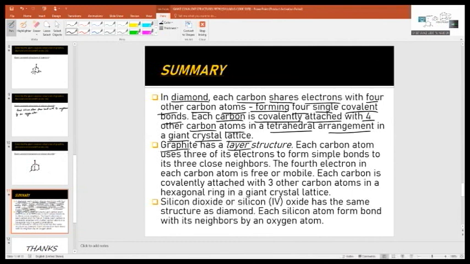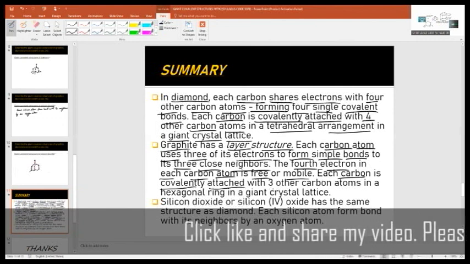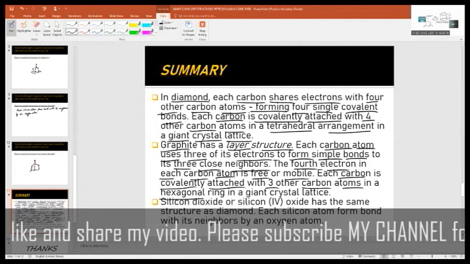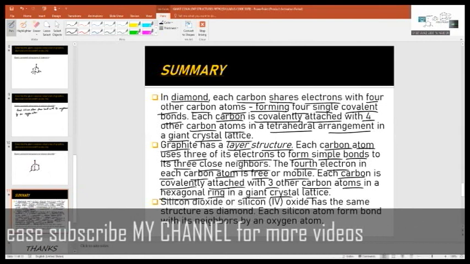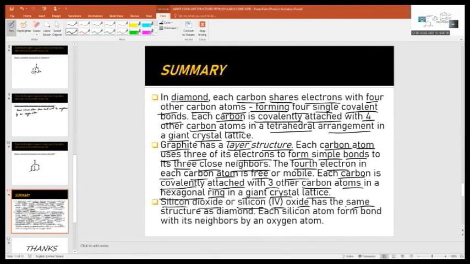Graphite has a layered structure. Each carbon atom uses 3 of its electrons to form single bonds to its 3 close neighbors. The 4th electron in each carbon atom is free or mobile. Each carbon is covalently attached with 3 other carbon atoms in a hexagonal ring in a giant crystal lattice. Silicon dioxide, or silicon(IV) oxide, has the same structure as diamond. Each silicon atom forms bonds with its neighbors by an oxygen atom.